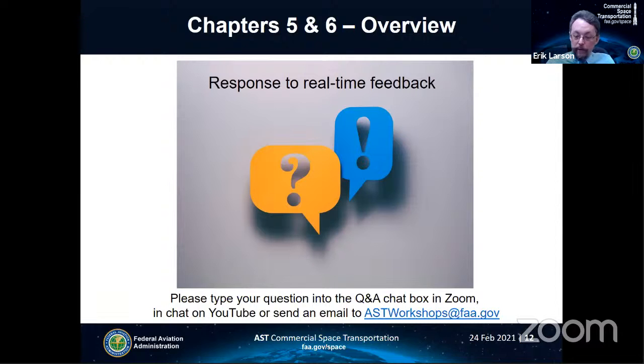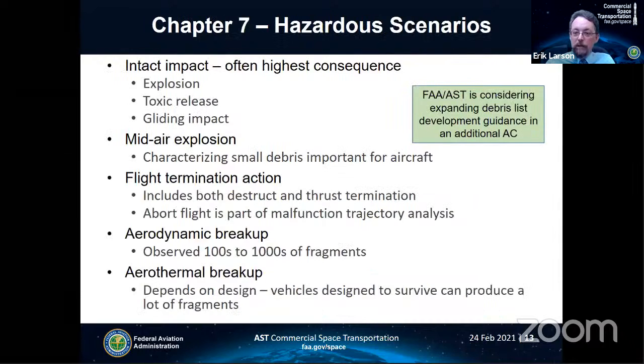Okay, let's move on to the next slide, moving on to chapter 7. So this is on the different hazardous scenarios that can result. And it's important that there are different scenarios that result in different kinds of debris. Oftentimes the most important in terms of consequence is the intact impact scenario.